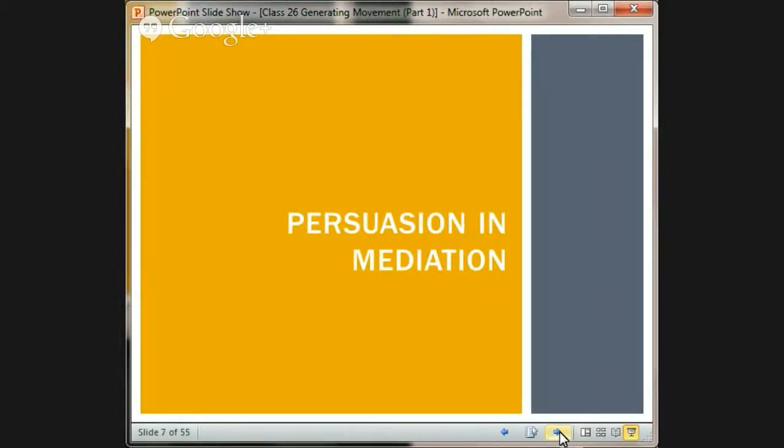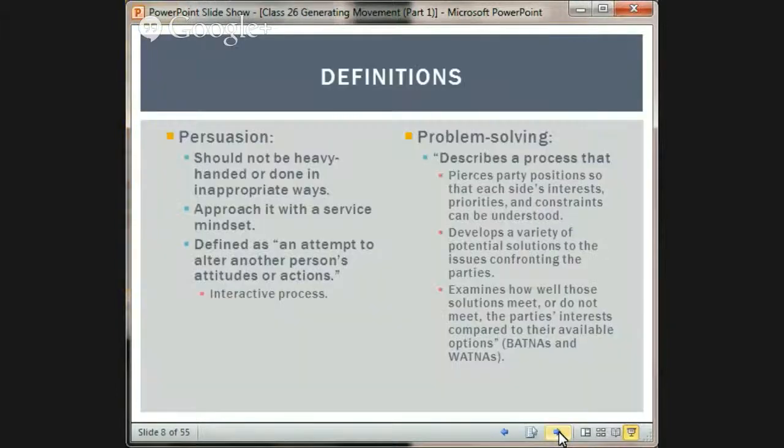All right, the first topic, persuasion and mediation. So the textbook authors describe two things, persuasion and problem solving, and they define persuasion as something that should not be heavy-handed or done in inappropriate ways.